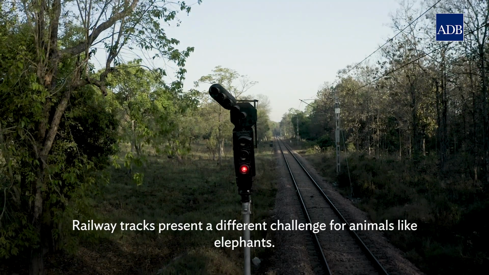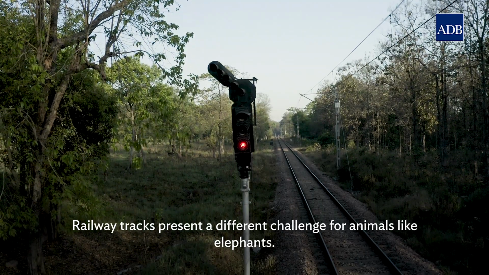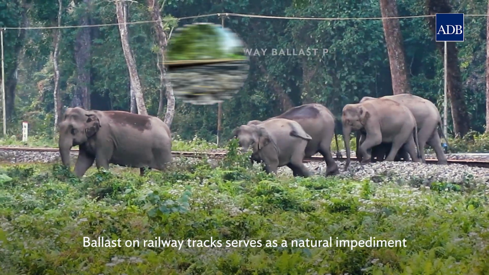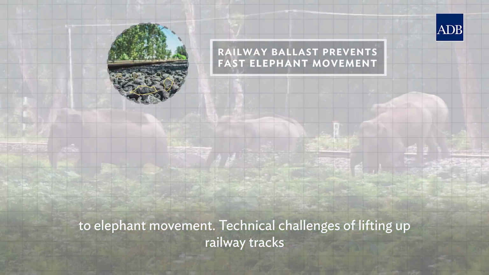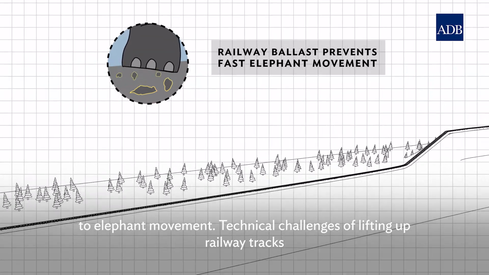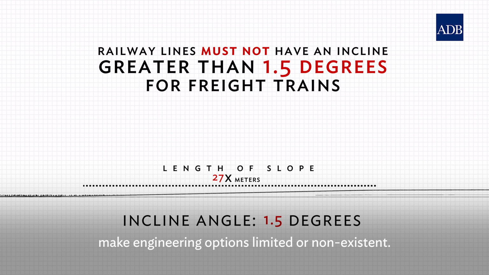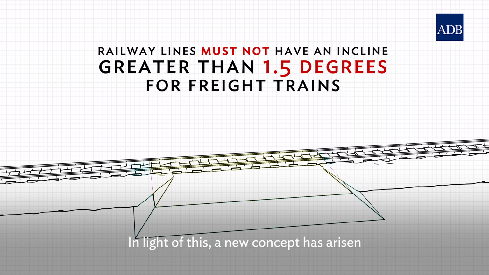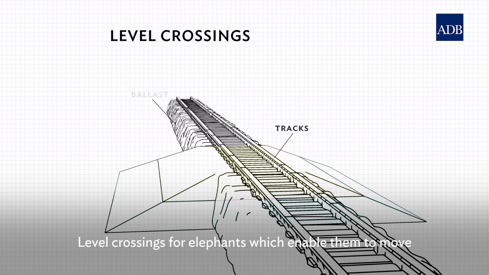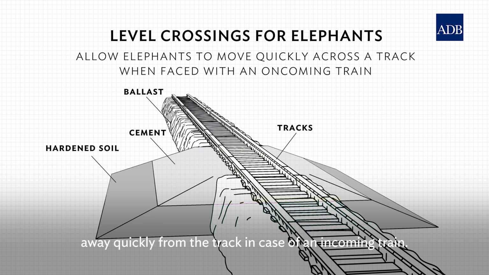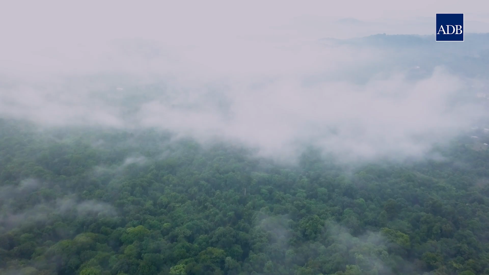Railway tracks present a different challenge for animals like elephants. Ballast on railway tracks serves as a natural impediment to elephant movement. Technical challenges of lifting up railway tracks make engineering options limited or non-existent. In light of this, a new concept has arisen: level crossings for elephants, which enable them to move away quickly from the track in case of an incoming train.